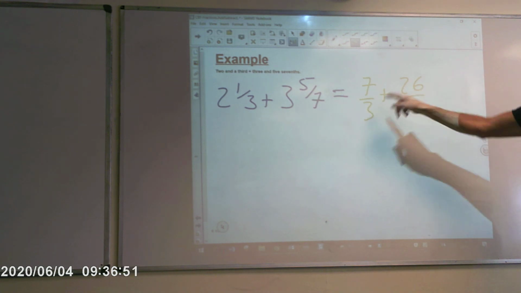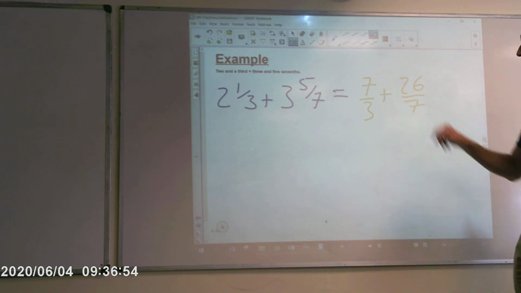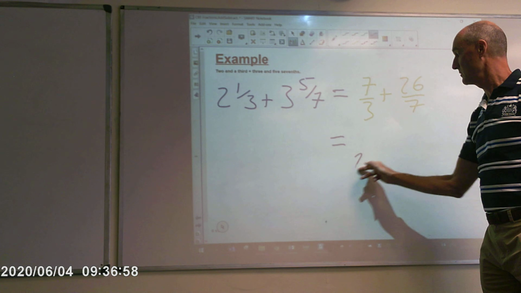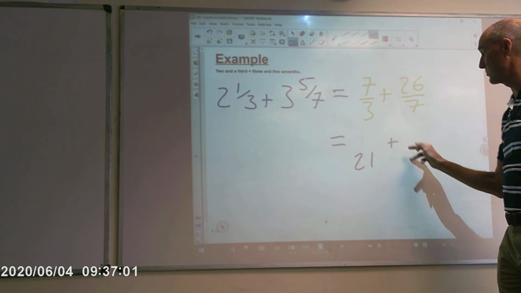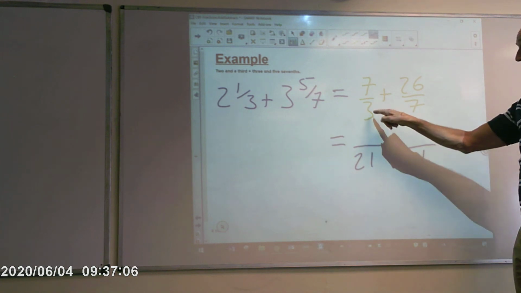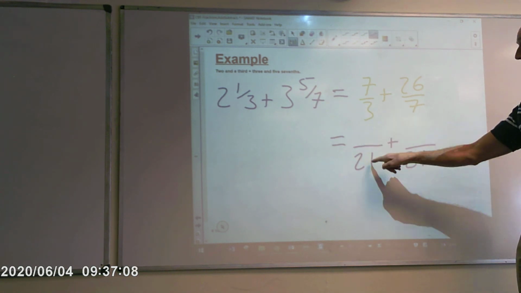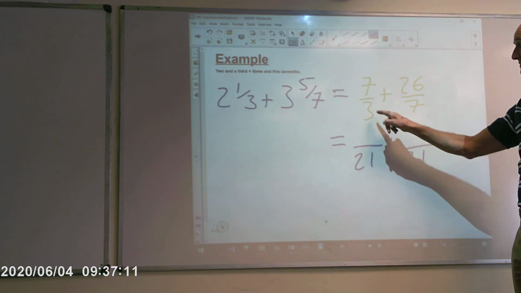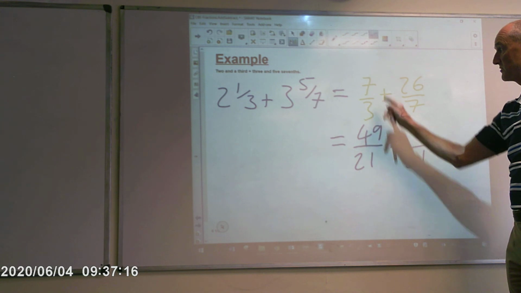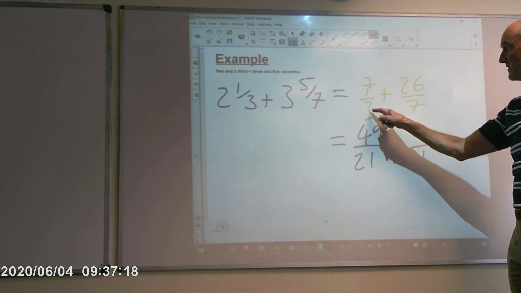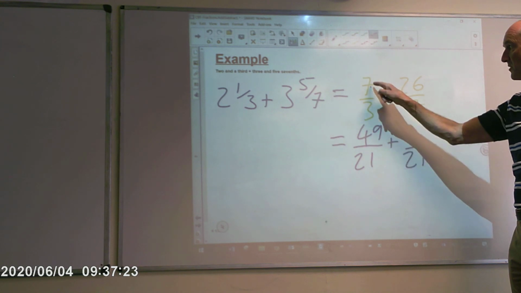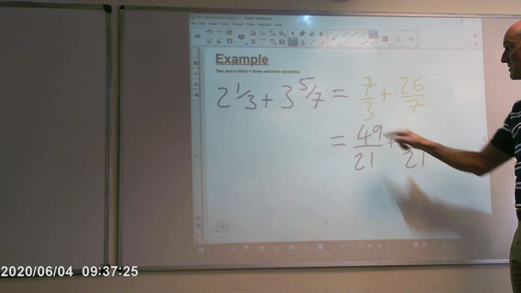What is the lowest common multiple of 3 and 7? It's 21. So we convert both of the fractions into 21sts. What have I done to 3 to make it into 21? I've multiplied it by 7. Multiply the top by 7, 49. 7 times 7 is 49.